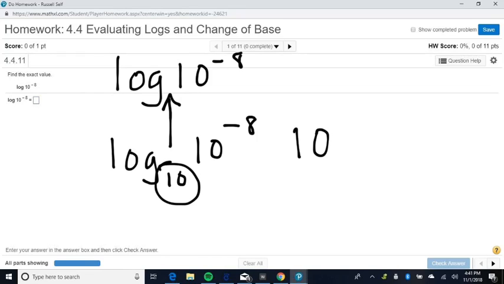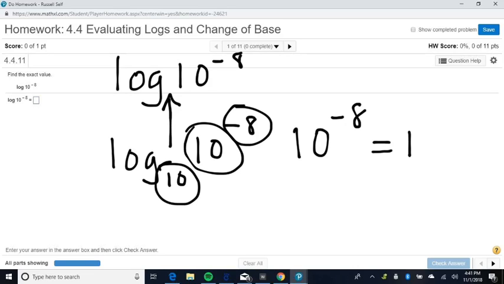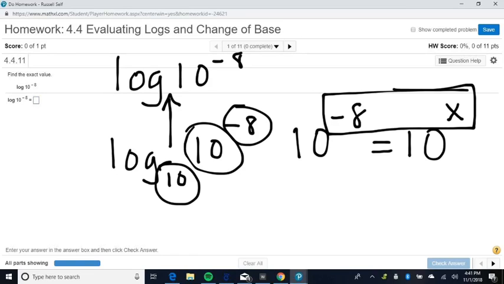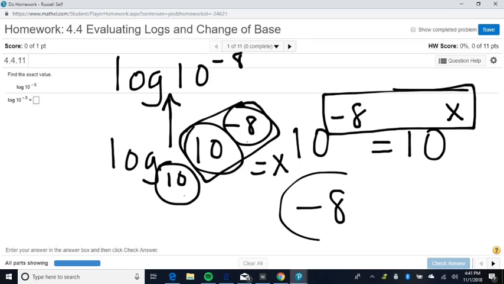Base raised to the exponent equals the number. The power is simply going to be negative 8. Okay, so log base 10 of 10 to the negative 8 equals something, we don't know what. It's just going to be the exponent as your answer. Don't be creative with these. What they're really wanting you to see is just that negative 8.